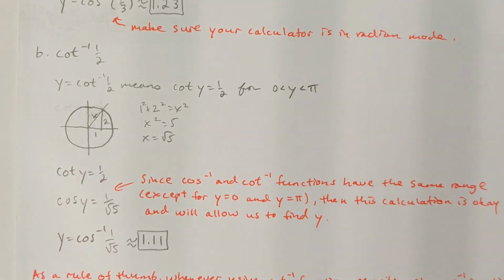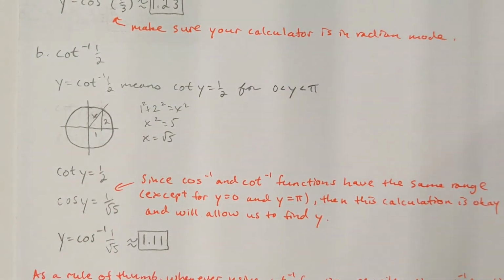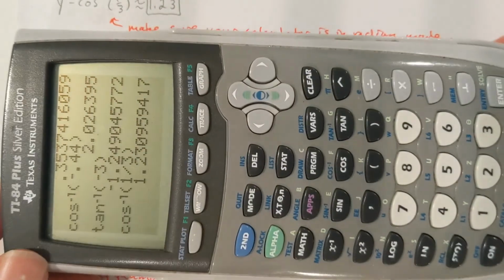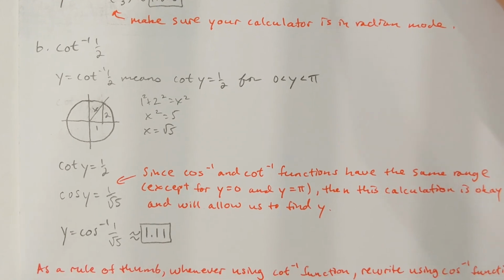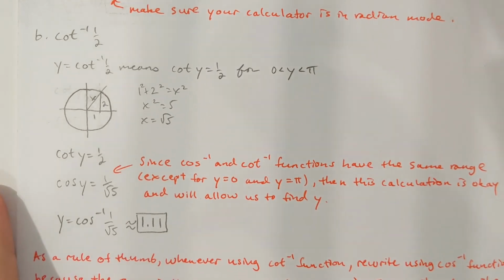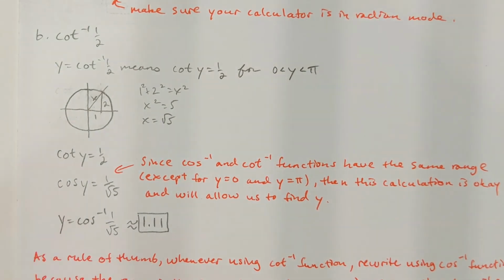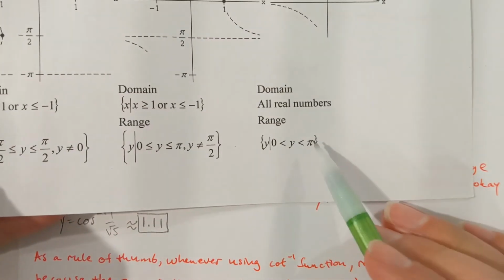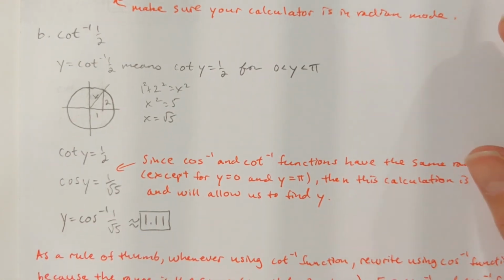Let's try one more. What if I want to find the value of cotangent inverse of 1/2? I'll call that y. And of course, I don't have a cotangent inverse button, right? I have a tangent inverse button, but that's not going to help me in this problem. So I will have some work to do before I go to the calculator. y equals cotangent inverse of 1/2 means that cotangent of y is 1/2 for y ranging between 0 and pi. That's the condition on the range of the cotangent inverse function.